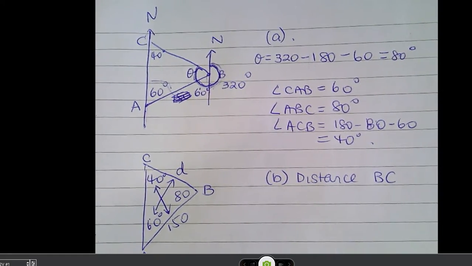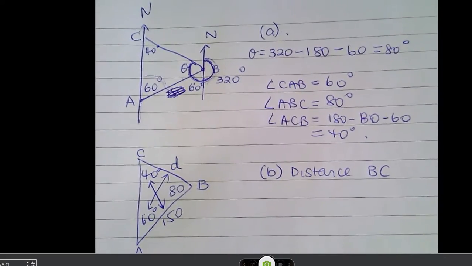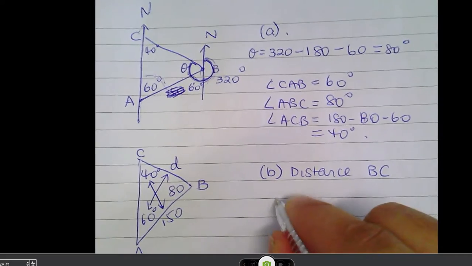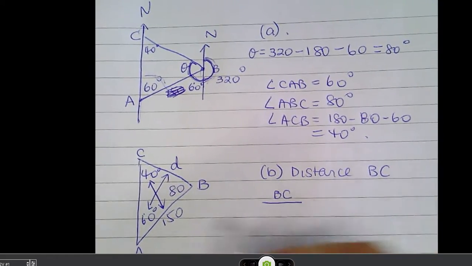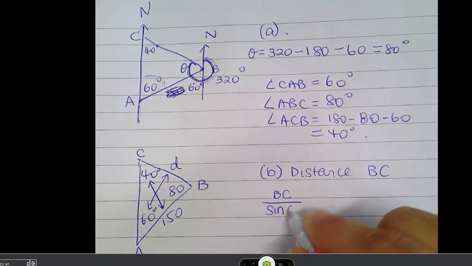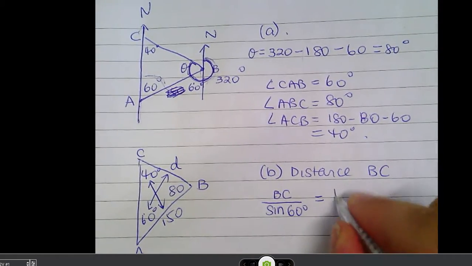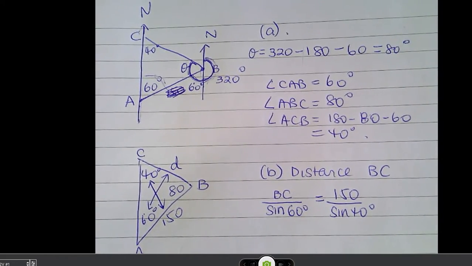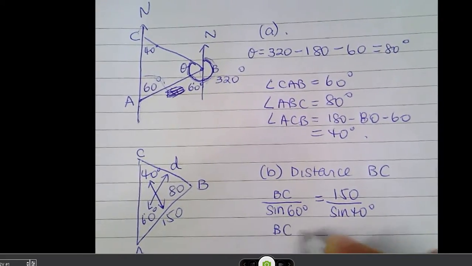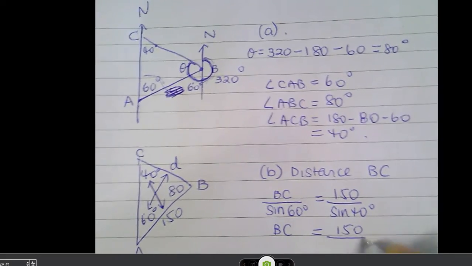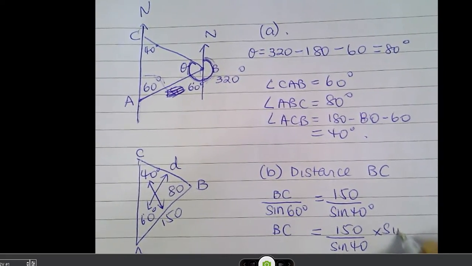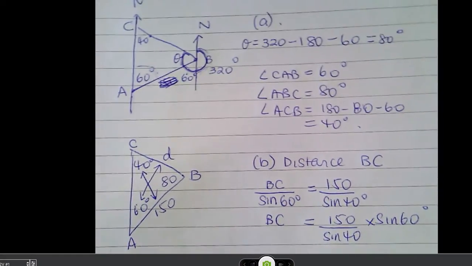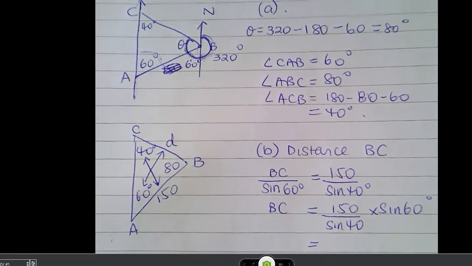We ready? So how do I do it? How do I set it up? D over, or I can call it BC. Do you know what I mean? It's a side. BC over sine 60 equals 150 over sine 40. We're using the a over sine A equals b over sine B version because we're finding a side length. Got it? All right. So therefore BC, or little side length D, is 150 over sine 40 times sine 60, because the inverse operation of dividing by sine 60 is to multiply by sine 60. And what distance do we get?